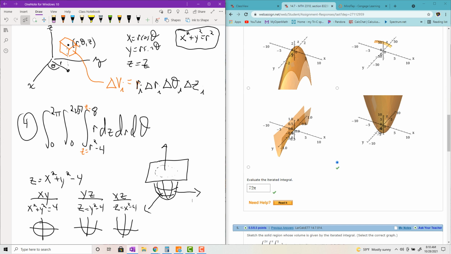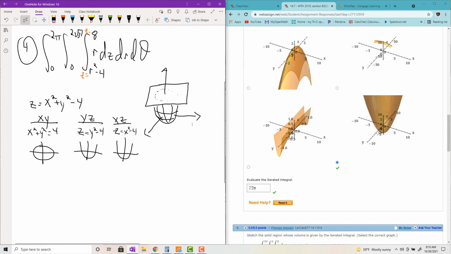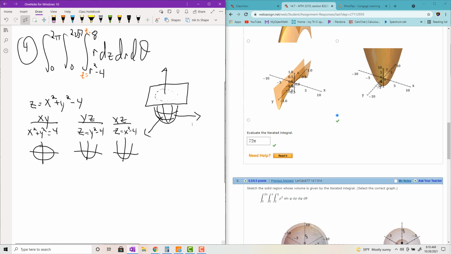So it's this one right here. It's the only one that looks kind of like a parabola. These other ones are just craziness. So definitely that one. And then they just want you to do the integral, which is no big deal. You guys can do integrals.